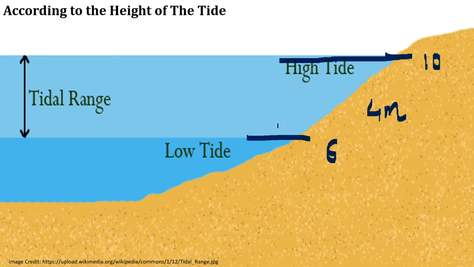This range is not the same. It is changing from tide to tide, place to place, and it depends upon the position of the moon and earth. The world's largest tidal range is 16.3 meters and it is found in the Bay of Fundy in Canada. So this is all about classification of tide based on height.